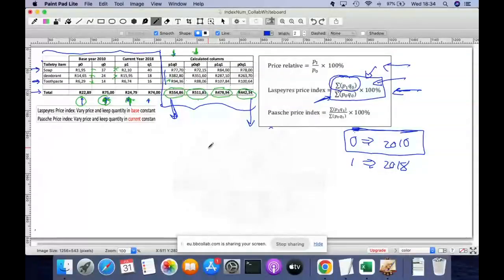Now let's say the question asks for the Paasche price index. So now the question says calculate the Paasche price index and interpret it. Right, so now we're going to be dealing with the Paasche price index. I think it's actually pronounced Paasche, but please forgive my pronunciation. Price index.